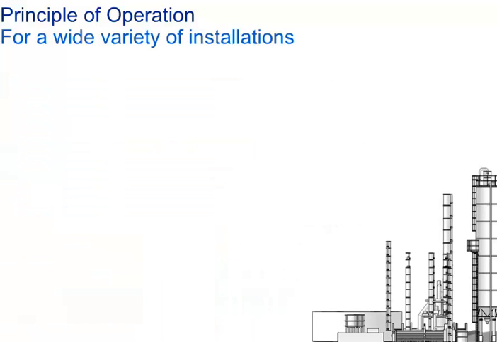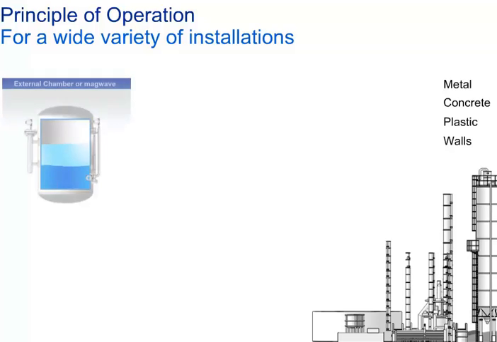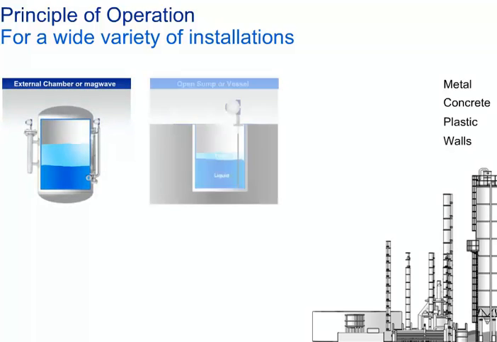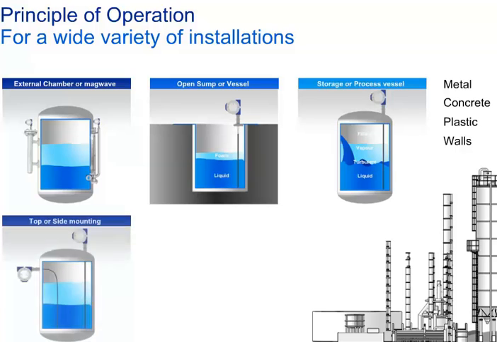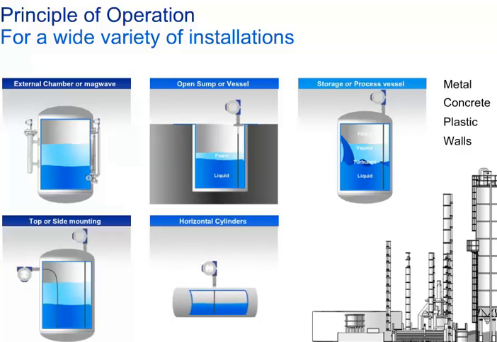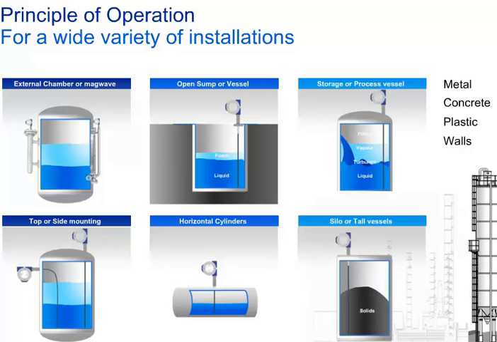Due to its universal nature, guided wave radar can also be installed in a wide variety of installations and can successfully be used in the following applications: external chambers, open vessels or sumps, storage vessels, process vessels, or spheres, top vessel entry or even side vessel entry to replace DP, horizontal cylinders, reactor vessels, or plastic vessels, in solids or liquids.